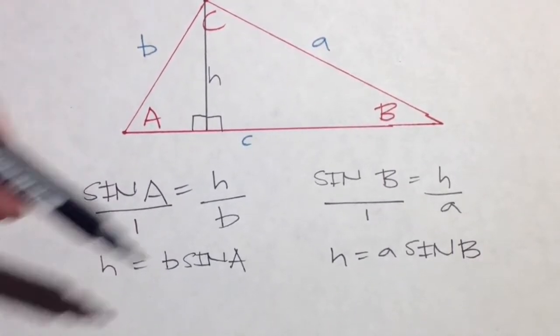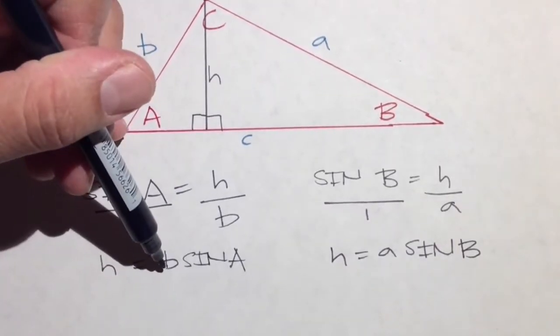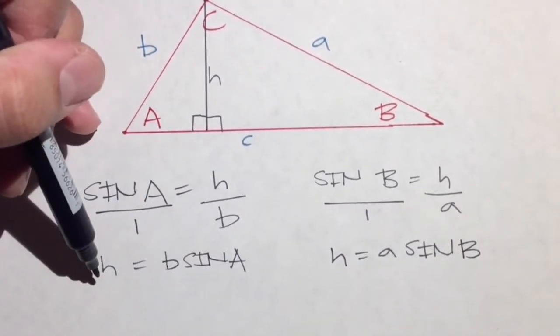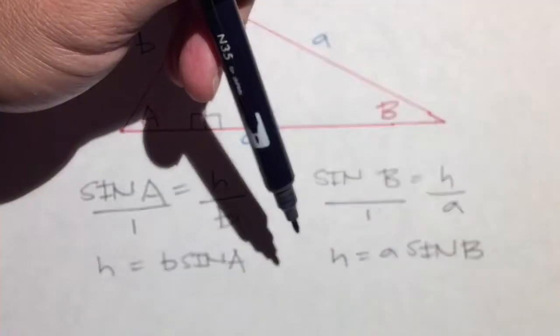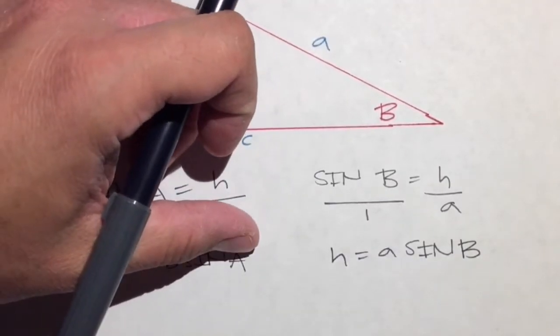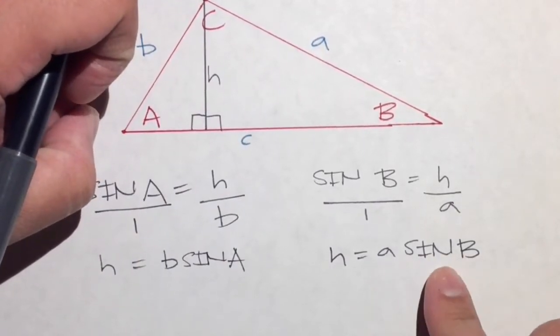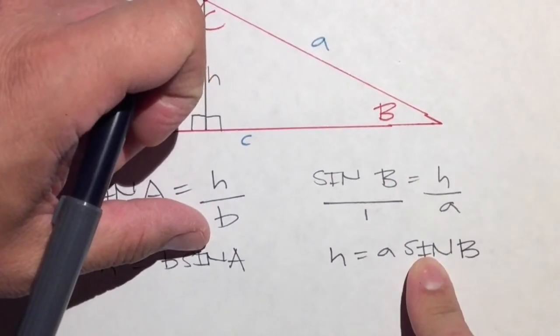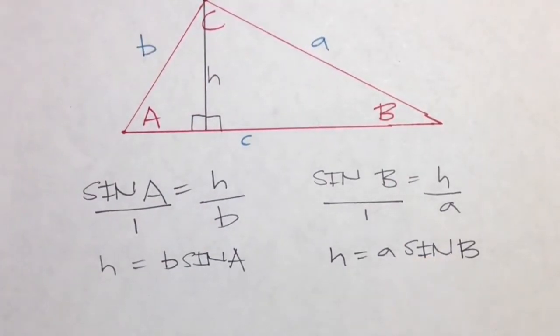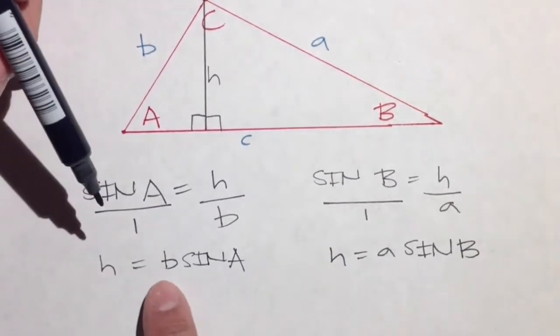Transitive property says if B times sine of A is equal to H, and H is equal to A sine of B, then B times sine of A has to equal A times sine of B. It just means both of these equal H, so both of these have to be equal to each other. Or if you want to think of another way, we can substitute.